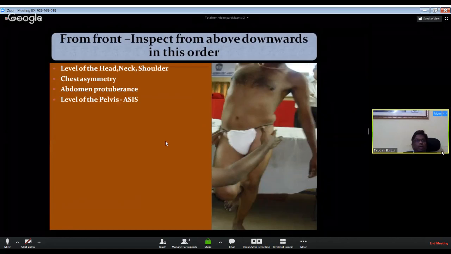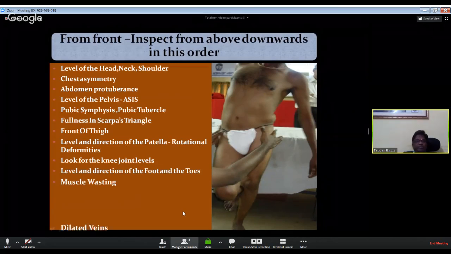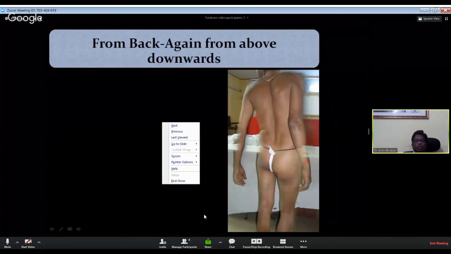Is there fullness in Scarpa's triangle and the front of the thighs? Look at the level and direction of the patella, which will tell about rotational deformities. Look at the knee joint levels. What is the level of the knee joints? And the level and direction of the foot and the toes. This is very important. Look for muscle wasting, dilated veins, swellings, scars and sinuses.